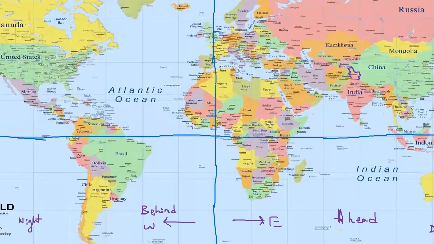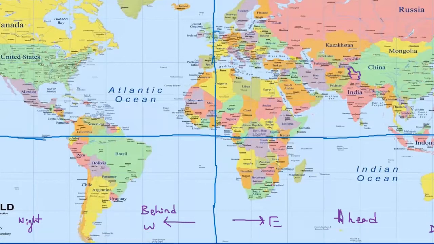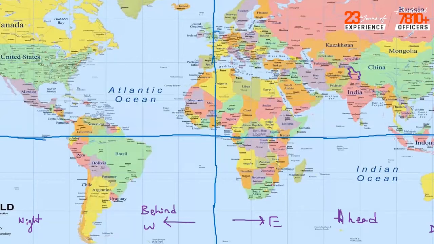Notice India here on the globe. See my hand? I'm showing you India here. All of you see this? We are facing day now. The opposite side will be night here. America will be night here. All of you got it? America will be night. Please remember that.